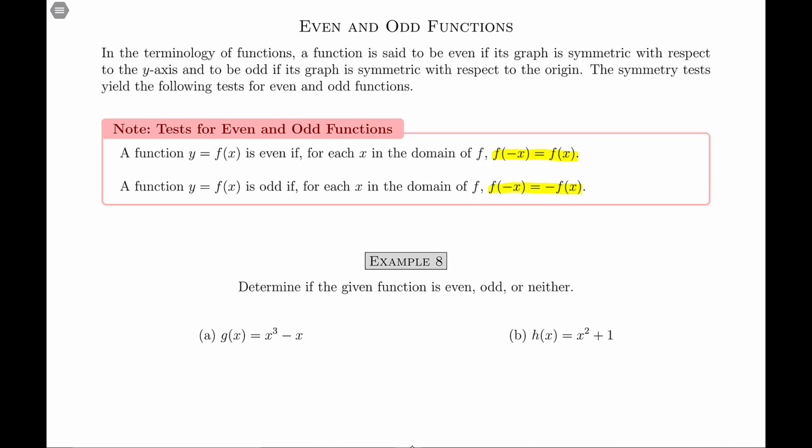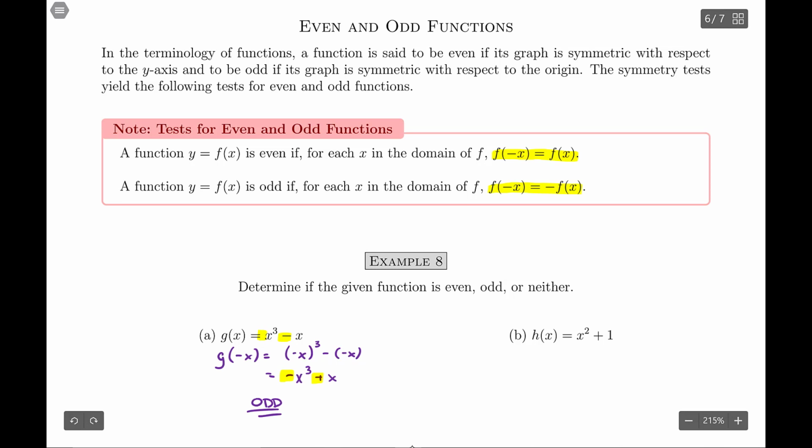So for part A, if I evaluate this at negative x, I simply replace x with negative x, and I simplify to see what happens. So negative x cubed is negative x cubed, minus a negative x becomes plus x. If you pay attention to the signs here, each sign is opposite of what we started with. So this is the opposite function of what we began with. This is an odd function.